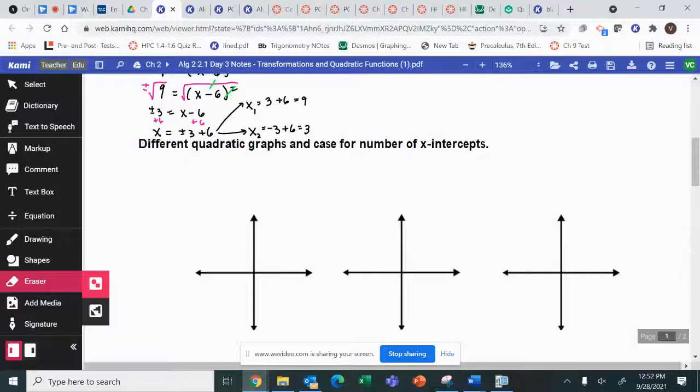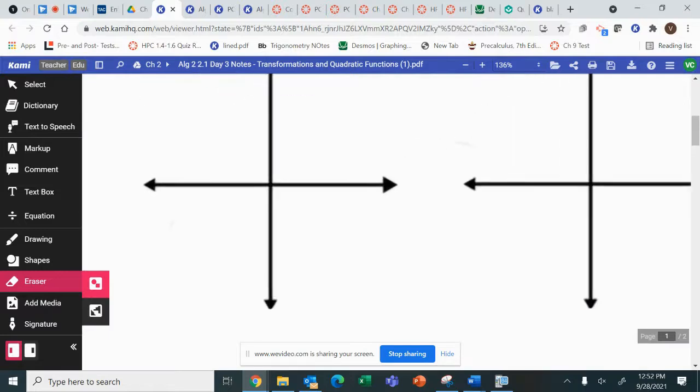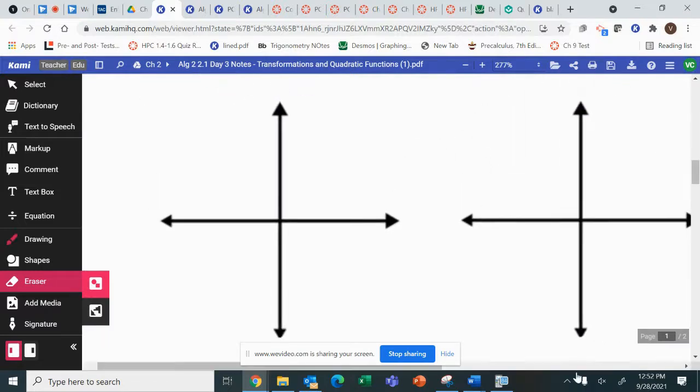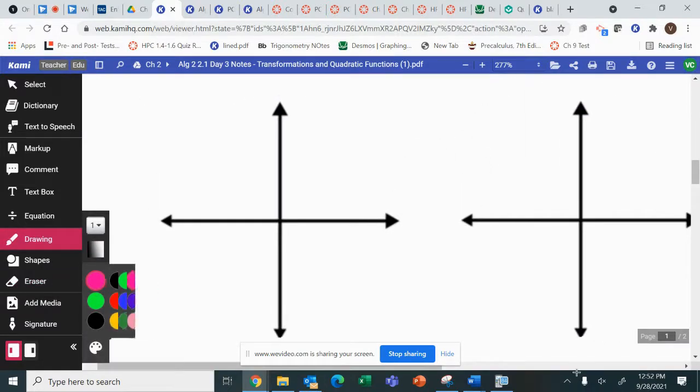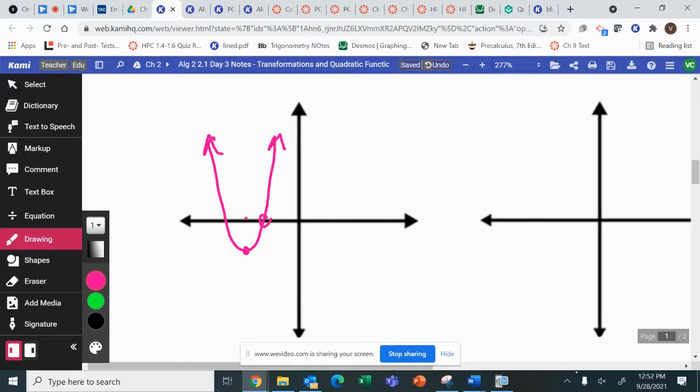We're going to find different quadratic graphs and different cases for a number of x-intercepts. So just imagine we have a quadratic. We have a parabola graphed here. Here, I'm just going to make one up. There's a parabola. How many x-intercepts does that particular graph have? Yell it out. 2. There's one here and one there.